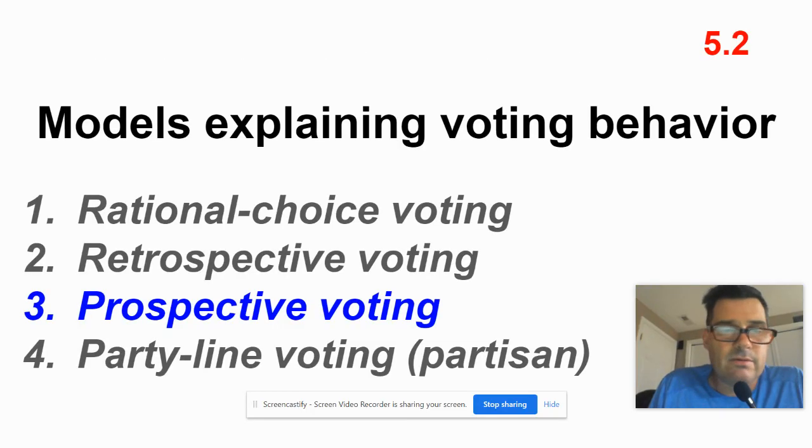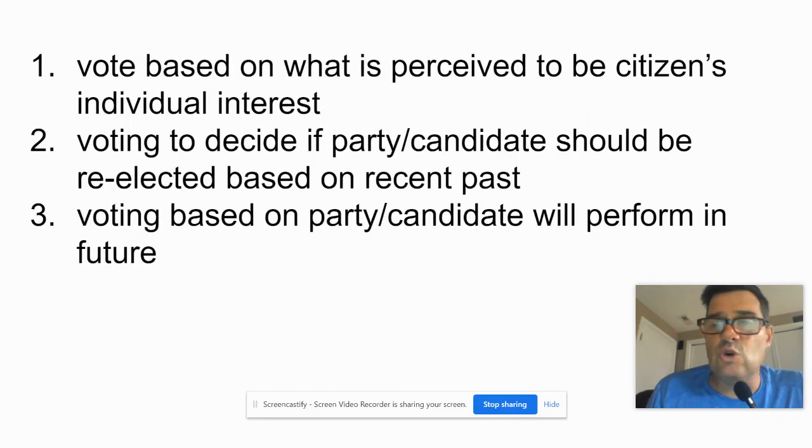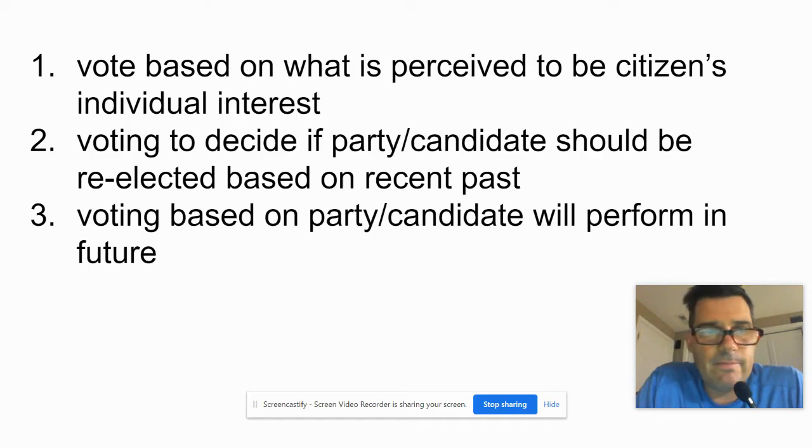Prospective voting. This is like you predicting how they'll do in the future. So voting based on how a party or candidate will perform in the future. If you have 2 candidates and neither one of them has ever held office, then you're just kind of thinking about who's best qualified, maybe who aligns with my ideology. We'll talk more about ideology and voting in a minute.